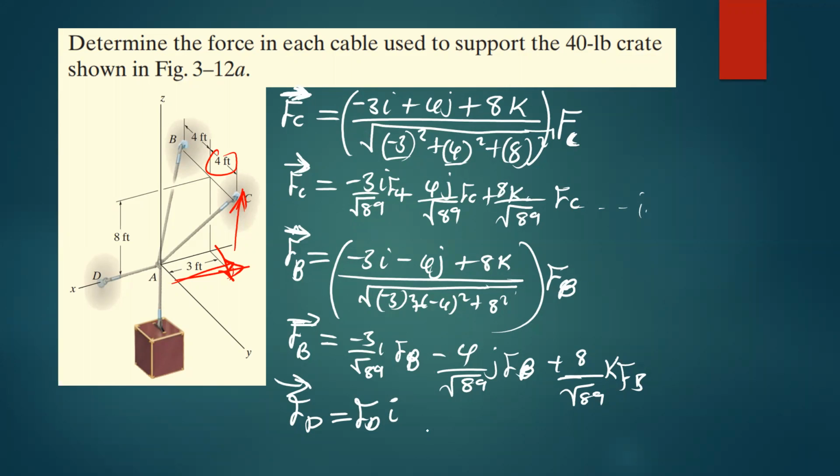And then we also need to find the position of the weight in space. The weight is in the z-axis, and its magnitude is 40. So we just say 40 times k, because it's only in the z-axis, and it's in the negative z-axis, so we add the negative there.